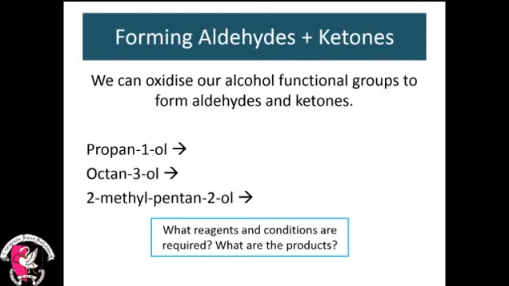Forming aldehydes and ketones, we know that we make them from our alcohols. We oxidize primary or secondary alcohols to form either aldehydes or ketones. So here I have 3 alcohols: propan-1-ol, octan-3-ol, and 2-methyl pentan-2-ol. What I would like you to do is, first of all, decide what reagents and conditions are required to oxidize these alcohols, and secondly, what products would be formed in each of these 3 cases.